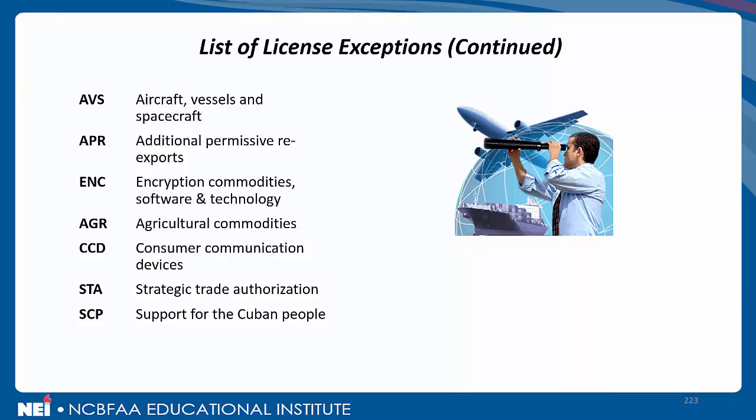Couple more. As we said, it's a long list. AVS is a license exception for aircraft, vessels, and spacecraft. APR, additional permissive re-exports. ENC, encryption commodities, software, and technology. AGR, agricultural commodities. CCD, consumer communication devices. STA, strategic trade authorization. And SCP, support for the Cuban people. So as one can see, there are lots and lots of possible exceptions. It just depends on the ECCN and the reasons for control. We've seen that already. We'll see it again as we flesh out our example.